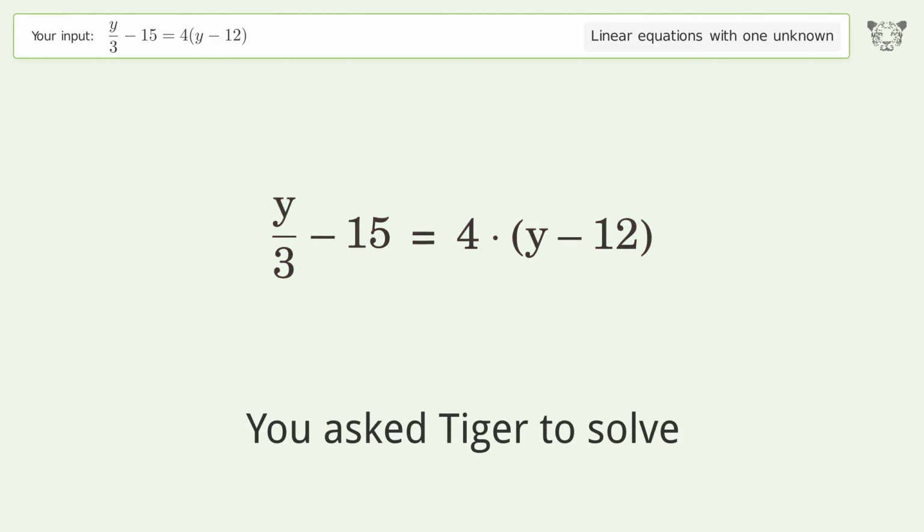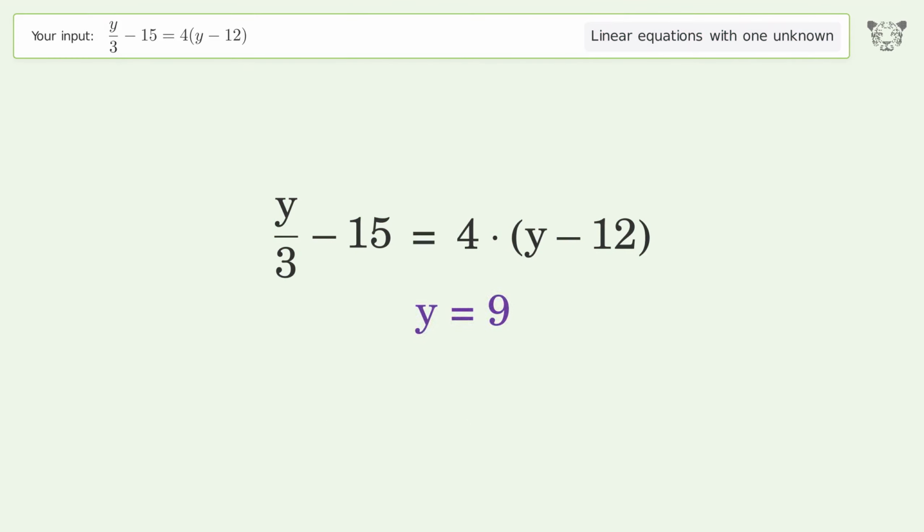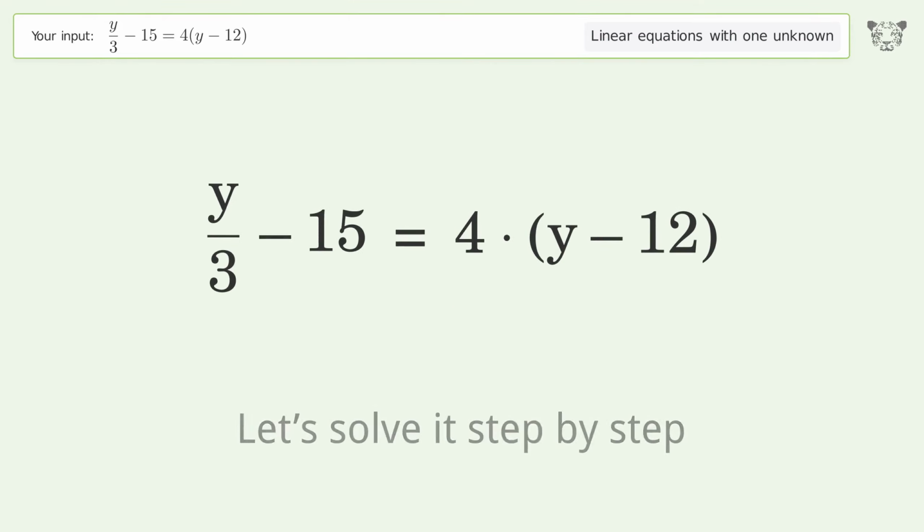You ask Tiger to solve. This deals with linear equations with one unknown. The final result is y=9. Let's solve it step by step.